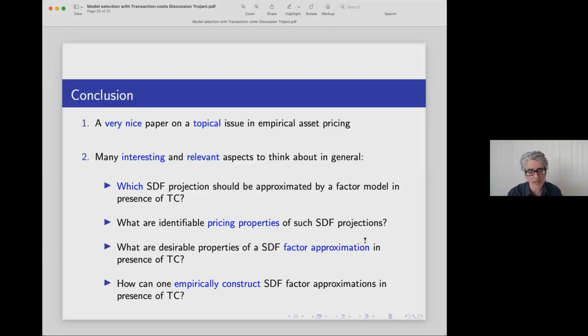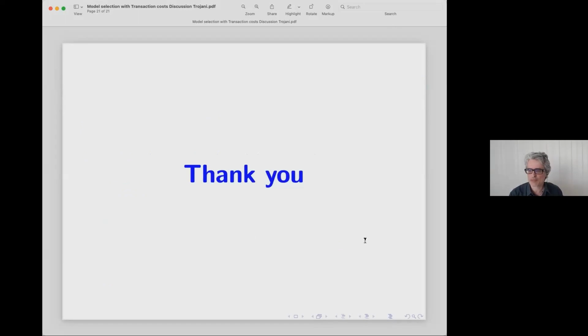I think it's a very, very nice paper on a topical issue. And to me, it gives a lot of interesting things to think about, in particular about the relation between pricing assets in presence of transaction cost. How can I approximate those pricing structures with asset portfolios or transformations of them? And how can I reduce those representations in terms of just a few factors? That's it. Thank you very much.